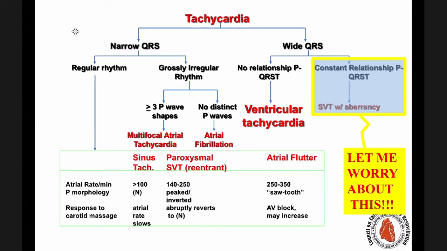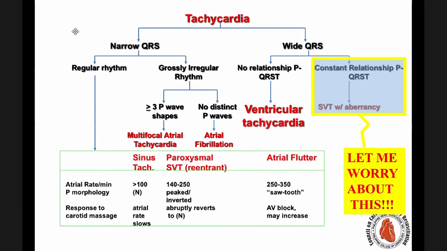Ibig sabihin, at rest o hindi pa siya nagkakaroon ng tachycardia, meron na siyang wide complex QRS, either a left bundle branch block, a right bundle branch block. So, hindi kasama yung RBBB, LBBB sa topic natin. Kaya, if you have a wide complex QRS tachycardia, ang sagot nyo is automatically ventricular tachycardia. We will talk about ventricular tachycardia later.